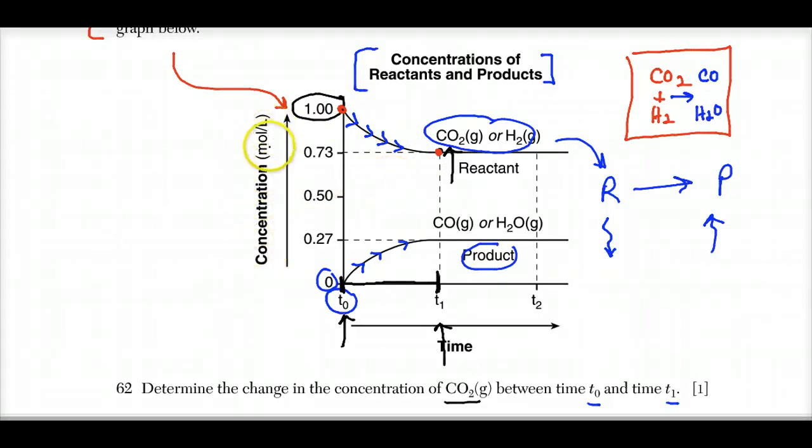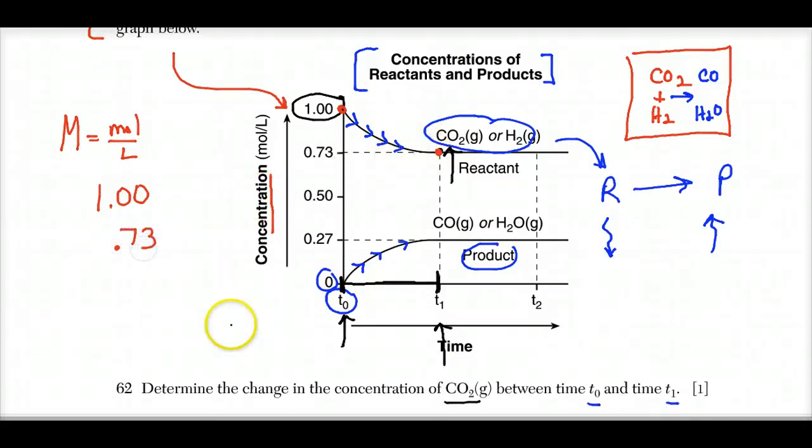Well, here's a concentration in moles per liter, which is a molarity, right? Molarity is equal to moles over liter. And they're giving you the concentration on the y-axis. At time 0, we're 1.0. And at time t1, they're telling us this dotted line is 0.73. And what do they want? Determine the change from those 2 points. So they want the difference. They just want the difference. So all you're doing is subtracting those 2 numbers.